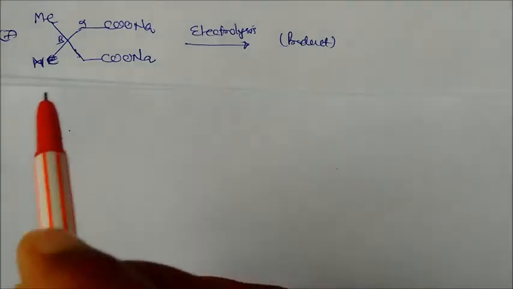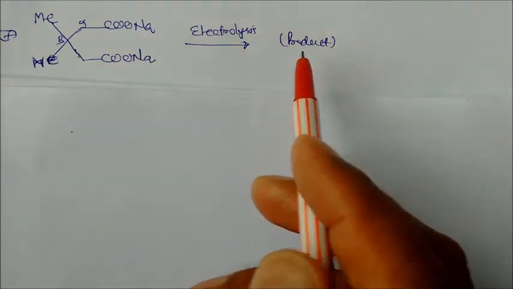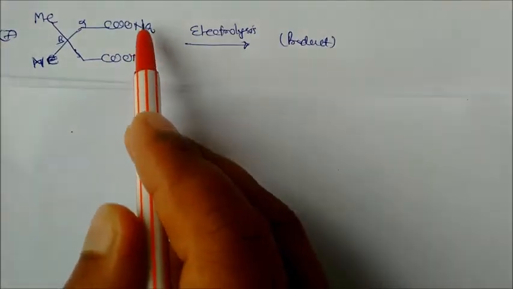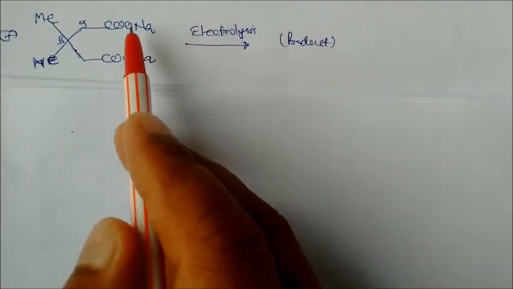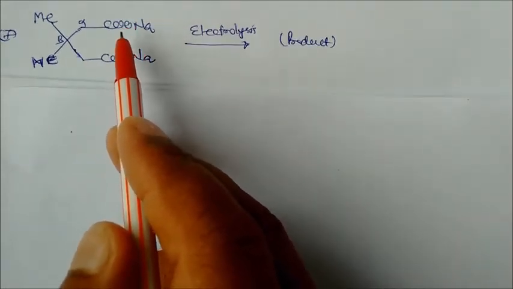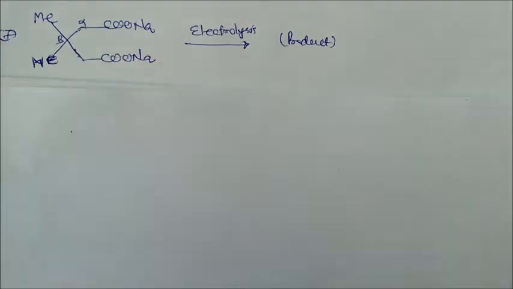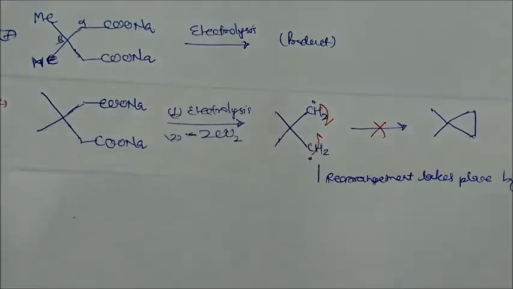So this is the reactant, and you have to do electrolysis, so you will get product. So definitely this 2Na will come out, and it is converted to anion. So this anion will oxidize at the anode. So oxidation takes place at anode. So this will convert into free radicals. So this will be a free radical, and this will be a free radical. So there are two possibilities. Let us see this mechanism properly.